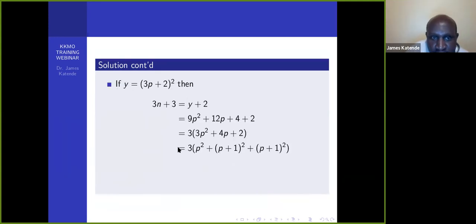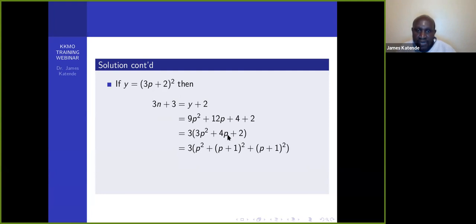So the second case to consider is if y is, there are two cases. The first case is that y is a square of a number which is not divisible by 3. So we consider a number which leaves remainder 1 when divided by 3. Now we consider it as a square of a number which leaves remainder 2 when divided by 3. And 3n plus 3 will again be the same as y plus 2. And now you can replace y with this quantity here. And then it simplifies again to this.